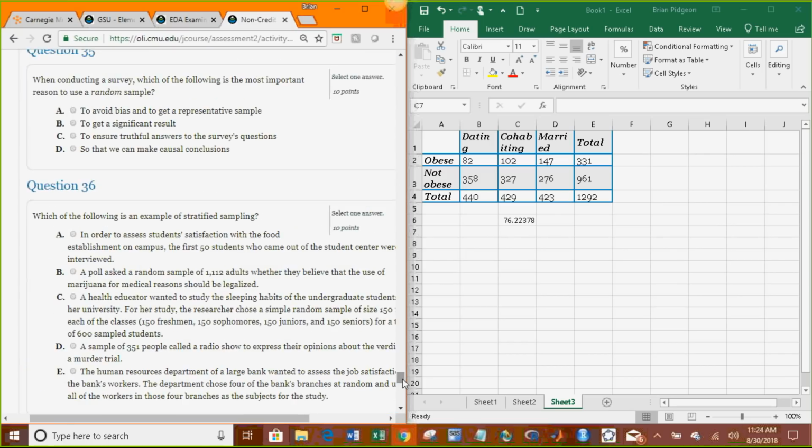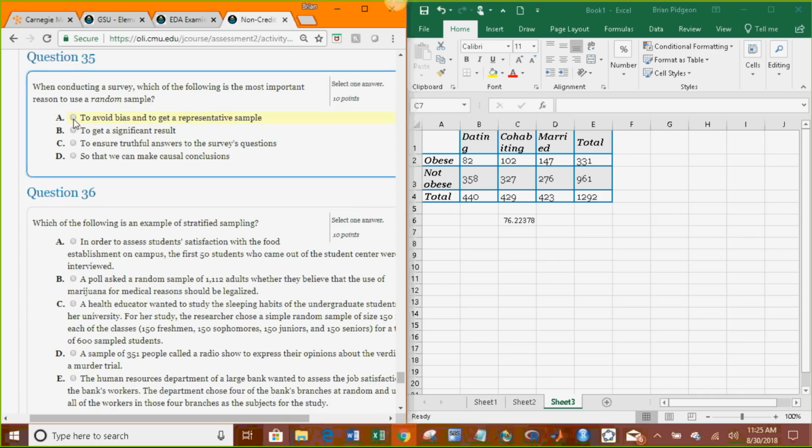When conducting a survey, which of the following is the most important reason to use a random sample? Well, to avoid bias, to get a representative sample, to get a significant result, to ensure truthful answers to the survey's questions, or so that we can make causal conclusions. We want to use a random sample because a random sample is one in which every participant has an equal chance of getting picked, and it ensures a representative sample. A random sample can also help us avoid bias.